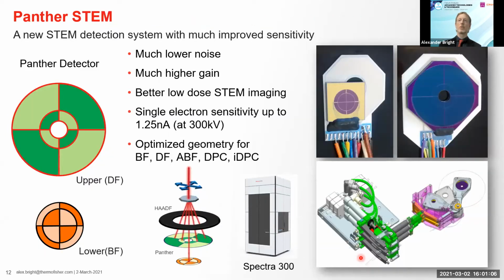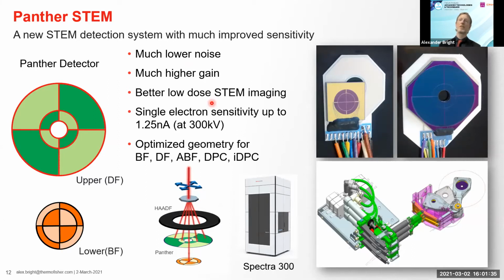So we have a new STEM detector we call Panther, which was released last year. As well as optimizing the geometry, the biggest change most people will notice, I think, is much lower noise, as well as a high gain. So this means it gives you much higher signal to noise ratio in the images, and is very suitable for low dose and high frame rate STEM imaging.